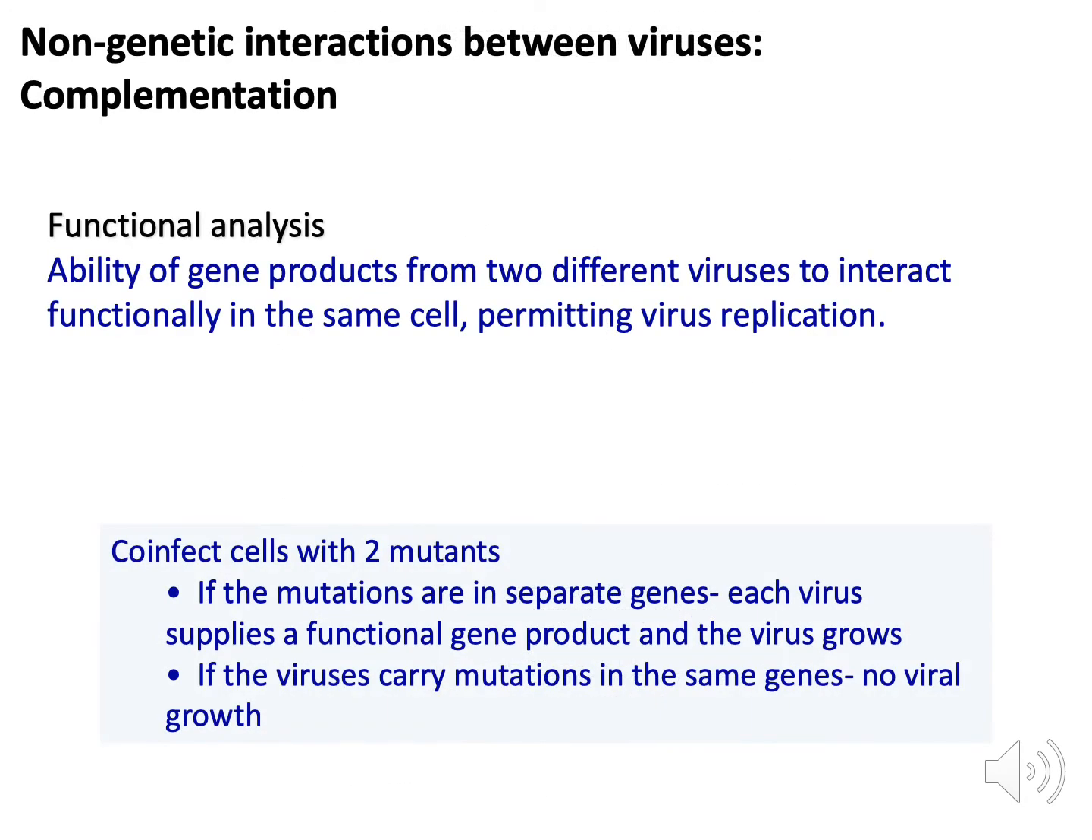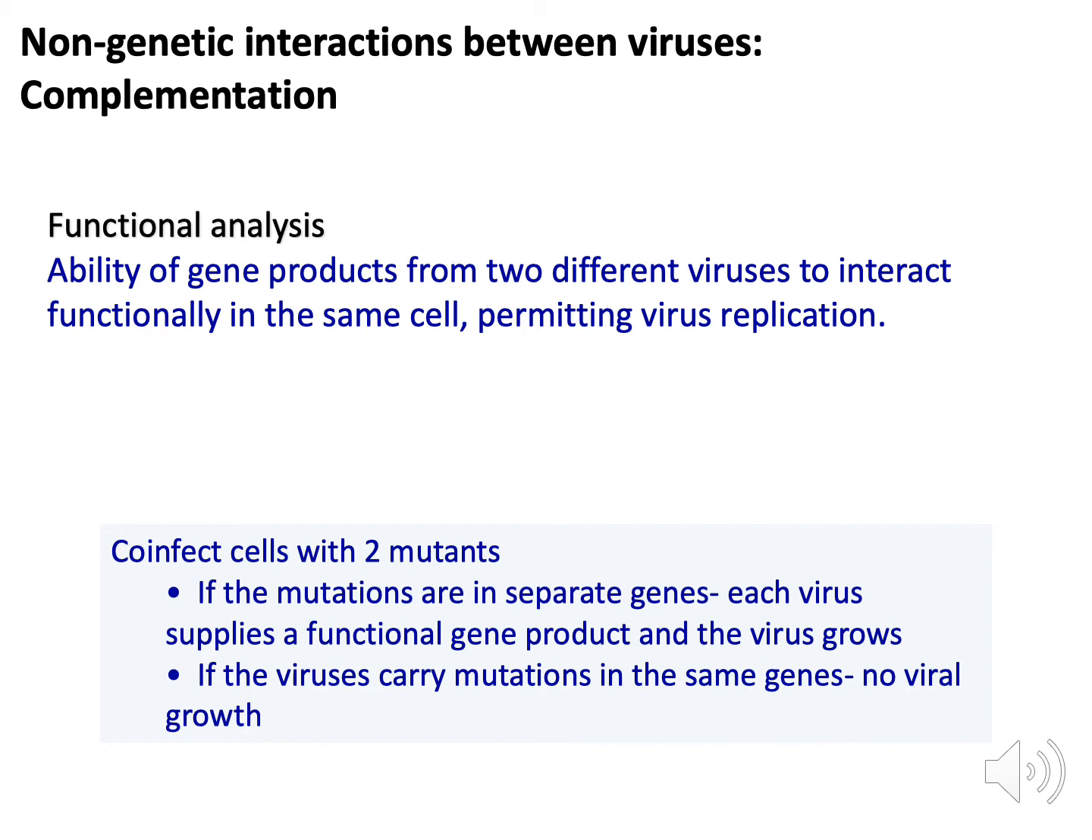I want to end this genetics part of the lecture with asking you to remember that recombination, which we just talked about, is different than complementation. A non-genetic interaction between viruses can happen in cells that are co-infected with two different viruses. That's when the gene products of two different viruses interact in the context of the cell to functionally complement each other if the mutations are in different genes, thus permitting virus replication.